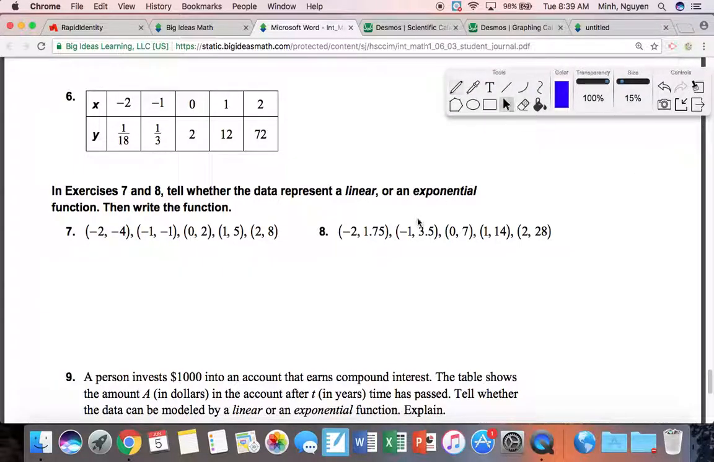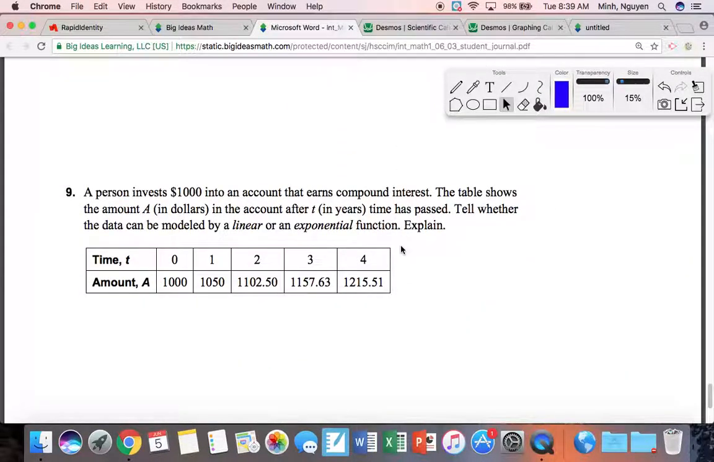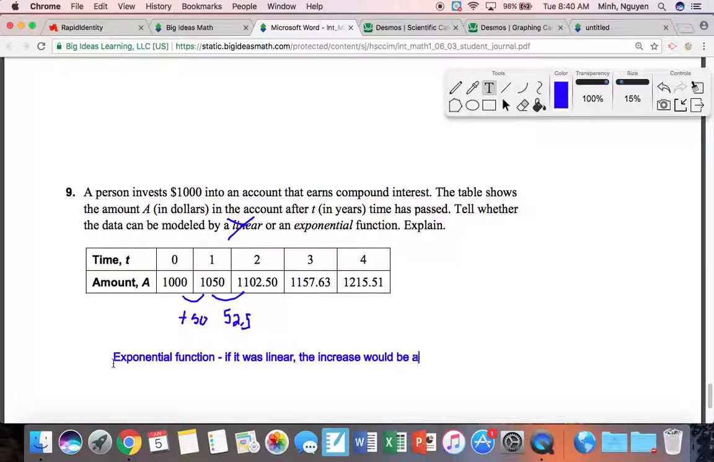Okay. So next, a person invests $1,000 into an account that earns compound interest. The table shows the amount in the account after t years has passed. Tell whether the data can be modeled by a linear or exponential function. Here, you add by 50. Here, you add by 52.5. Are those the same? No. Oh my gosh, by process of elimination, it must be an exponential function. If it was linear, the increase would be a constant plus 50 or something like that.